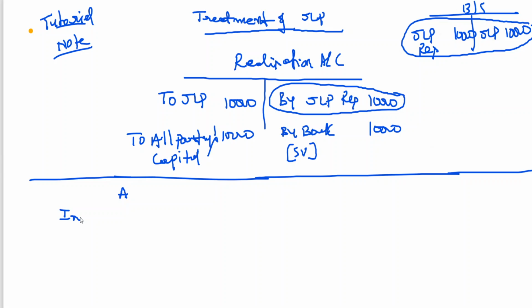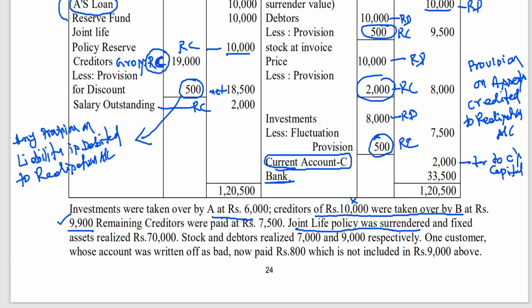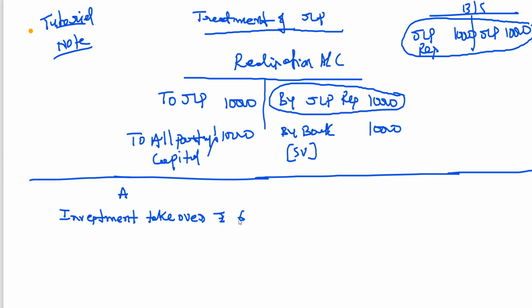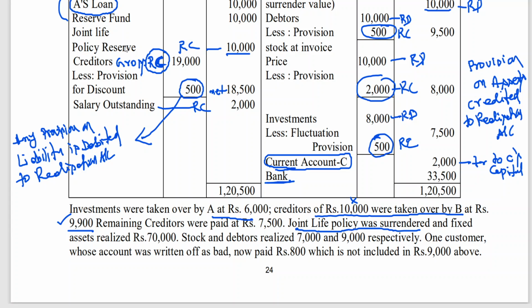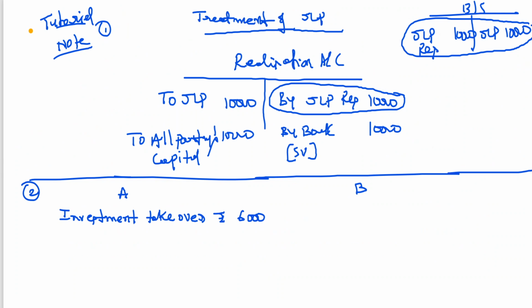So here, just for discussion's sake, what I am doing is: A, investment taken over, 6,000. B, this is our tutorial note, just for you to understand. B, what has he taken? Creditors, I think. Creditors taken over at 9,900. This is only for explanation I am writing, my dear friend. No need to write it in the examination.